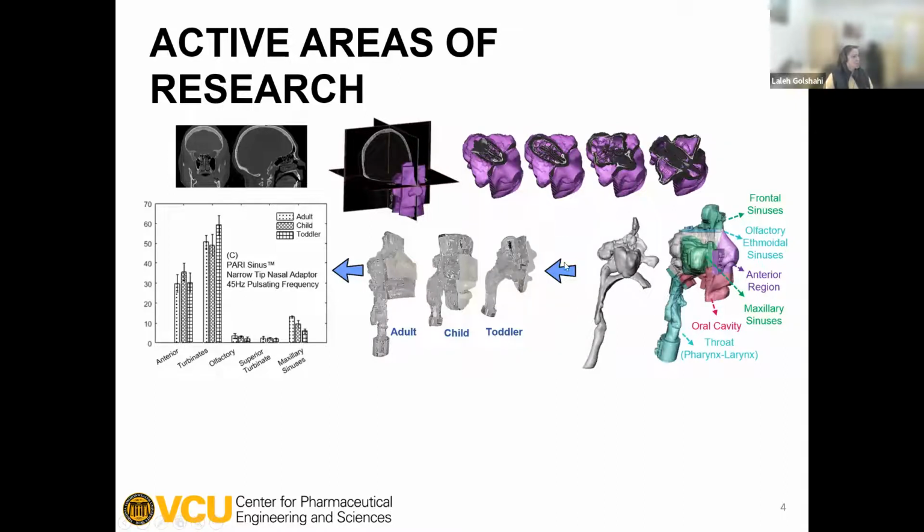This is an example of the process. Basically, we start with the CT scans, convert them to models, and these computer-aided design models, or CAD models, could be converted into 3D printed models, and we can use them for various applications. For instance, in this case, we're looking into the effect of age, as well as comparison of the regional deposition of various types of nebulizers. And the opportunities are endless.